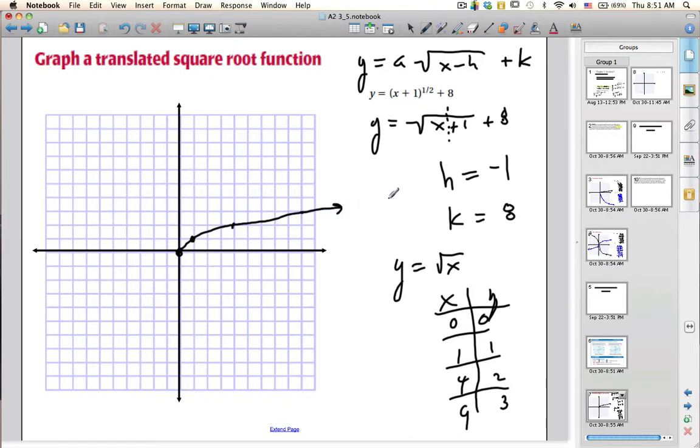Now, I need to move it by h and k. So I'm going to move each point 1 to the left and up 8. So 1 to the left and up 1, 2, 3, 4, 5, 6, 7, 8. There's that point. 1 to the left and up 8. And 1 to the left and up 8. And now here's my final graph of the full equation. See, it has the same shape as this, but it's just been moved 1 to the left and up 8.